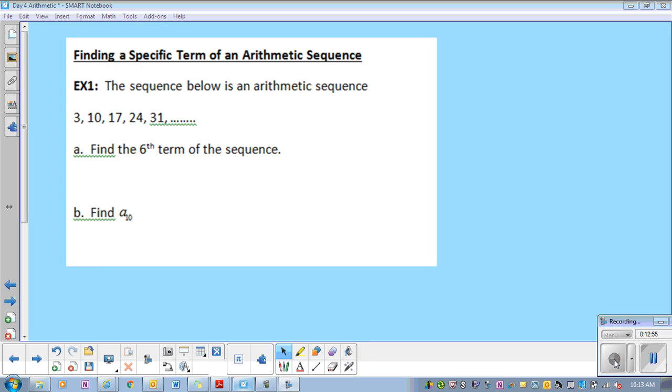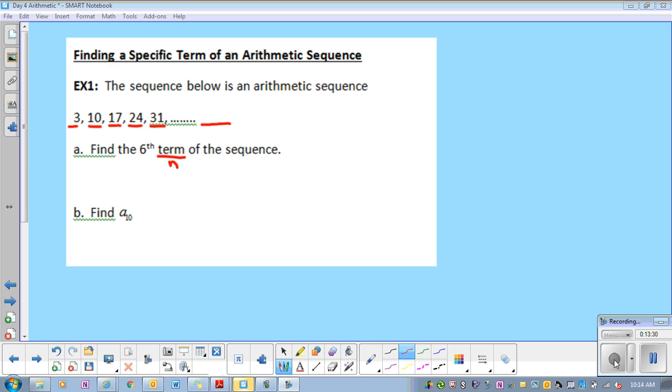So let's look at our example 1, okay? It says the sequence below is an arithmetic sequence. So they already told you that it's arithmetic, right? It says find the 6th term. Term is n, okay? They want you to find the 6th one in line. So let's think about this. This is 1, 2, 3, 4, 5. Oh, so the next one is 6, right? Does that make sense? All right.